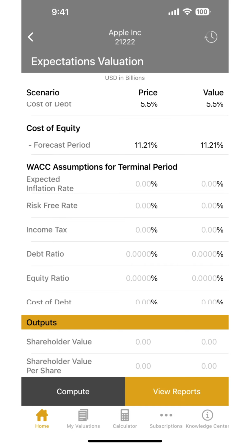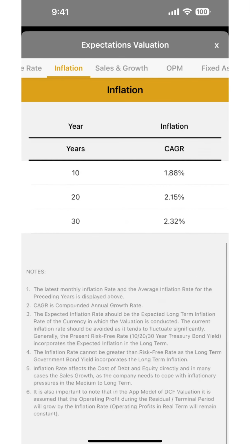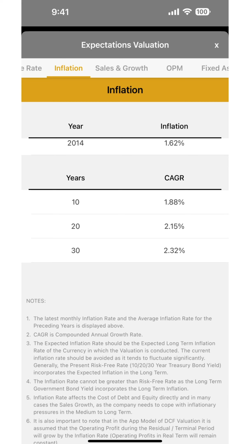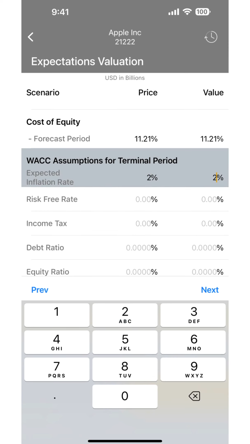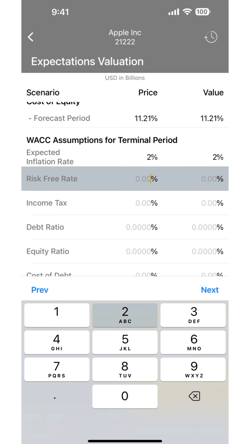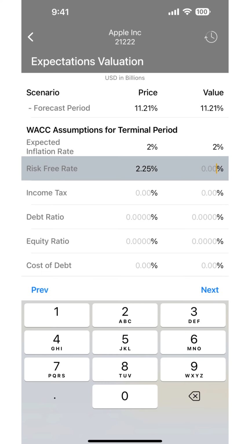Users may click the history icon to check the history and CAGR of inflation for the currency for up to 30 years. Here we take 2% as the expected inflation rate during the terminal period. Ensure that the risk-free rate is greater than the expected inflation rate, as generally the Treasury yields incorporate the expected inflation rate. Here we take 2.25% as the risk-free rate during the terminal period. This is assumed as inflation of 2% plus real interest rate of 0.25%.